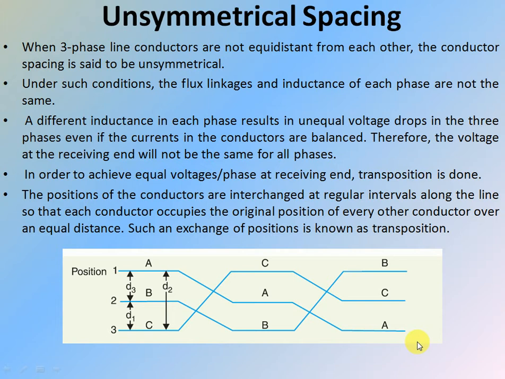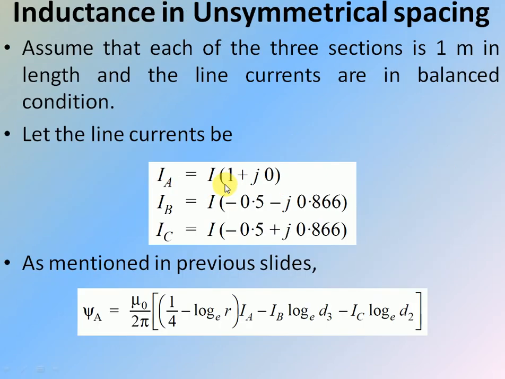The assumptions which are taken into consideration here are that the loads are balanced, that is, the sum of IA, IB and IC is 0, and each of these three sections, see this is one section, this is the next section and this is the third section, and each section is of 1 meter length. The current IA can be written as I angle 0, IB can be written as I angle 120 and IC can be written as I angle minus 120. While converting it into rectangular form, you will be getting the relation like this.